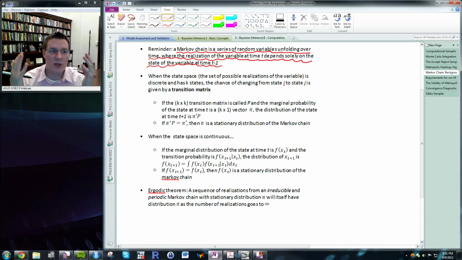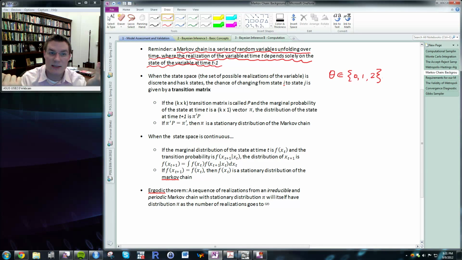So we've got what's called a state space, which is the number of possible realizations of the target variable theta. So for example, maybe theta can only take on values inside of 0, 1, and 2. Those are the only 3 possible values of theta. That would give us a state space of size 3.